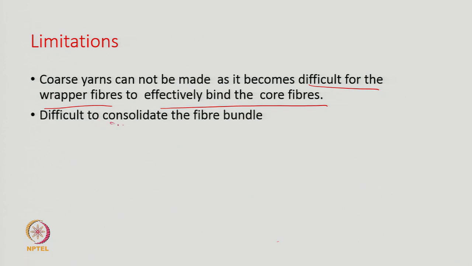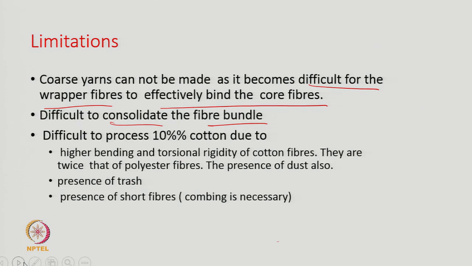Other thing is it is difficult to consolidate the fiber bundle. Difficult to process 100% cotton. So, 100% cotton yarn is difficult to process here, because of the higher bending and torsional rigidity of cotton fibers in comparison to polyester fibers or viscose rayon. The bending rigidity and torsional rigidity of cotton is more.